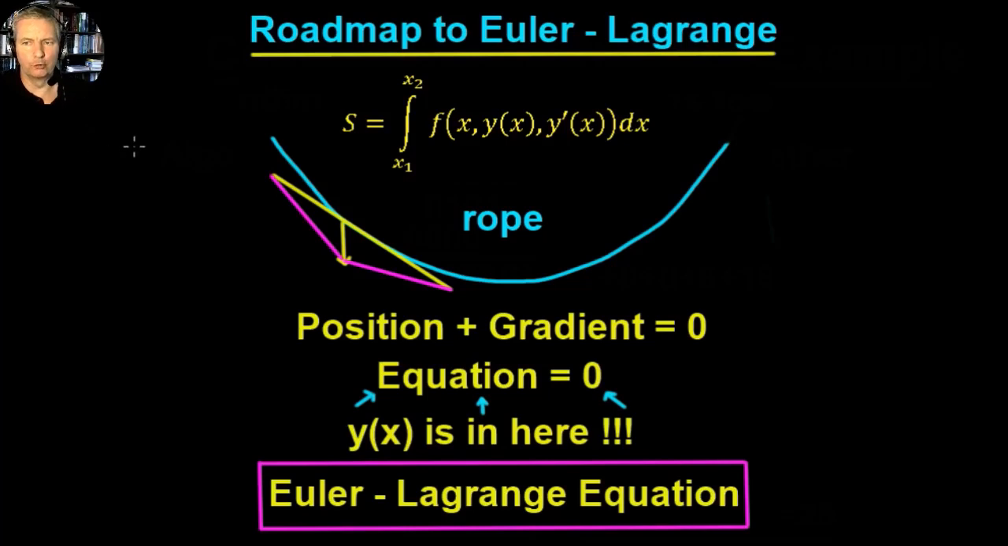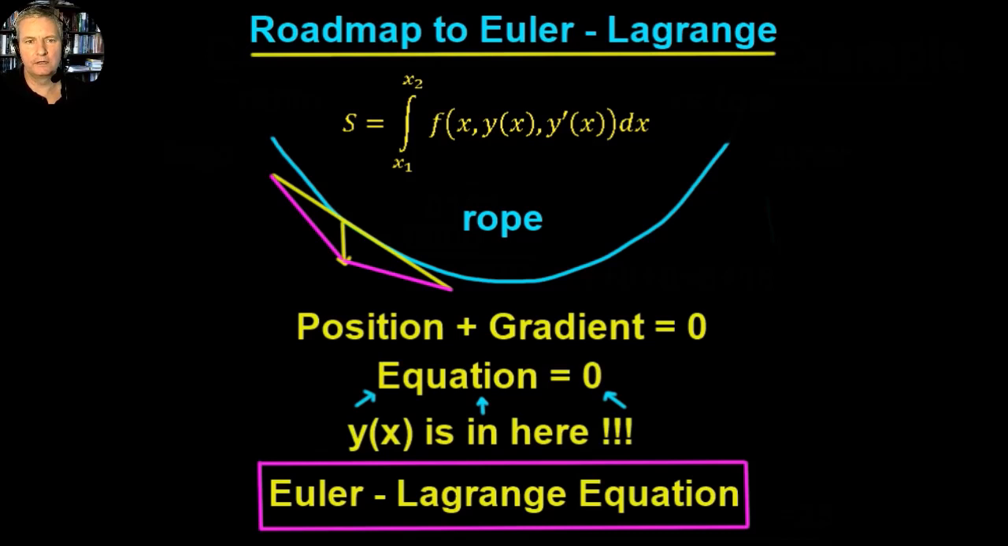So let's look at a roadmap towards something called the Euler Lagrange equation. Now what this is will become apparent over the next couple of videos. But let's stick with our example of the hanging rope. So we have a rope in blue here, and we know that the rope hangs in a particular manner such that it minimises a particular quantity. Now the particular quantity that it minimises is the gravitational potential energy.